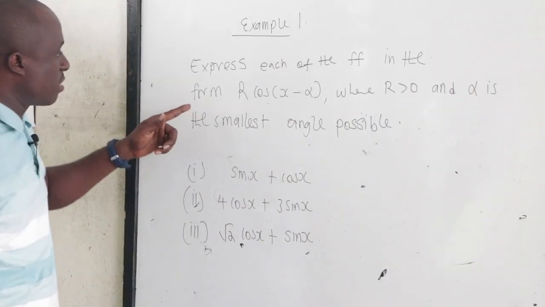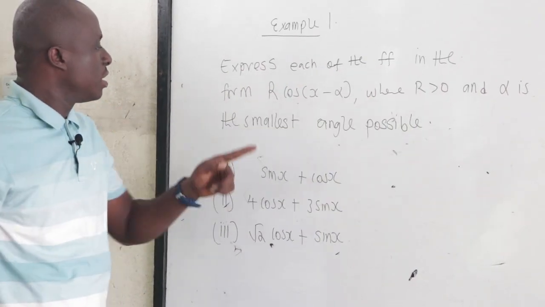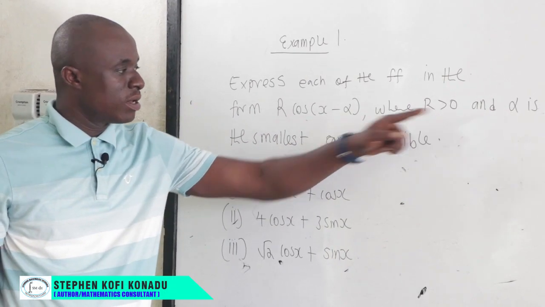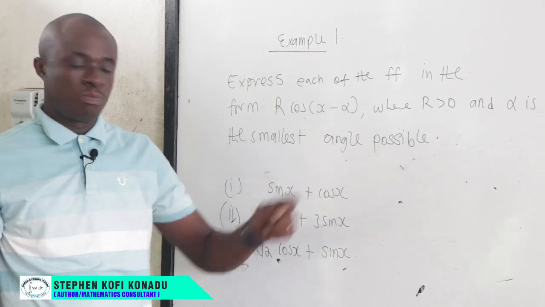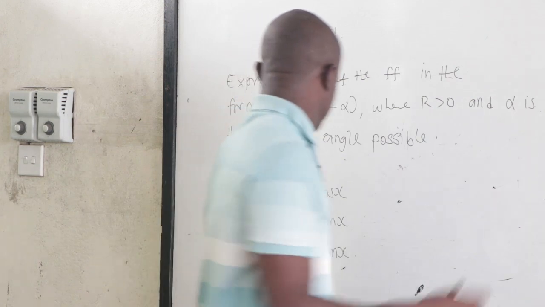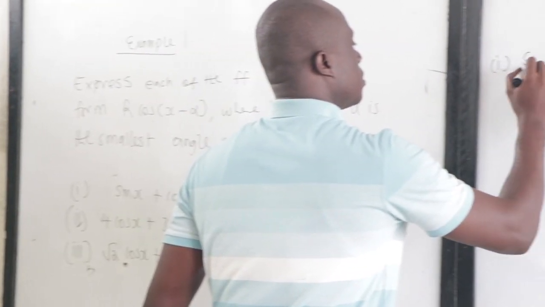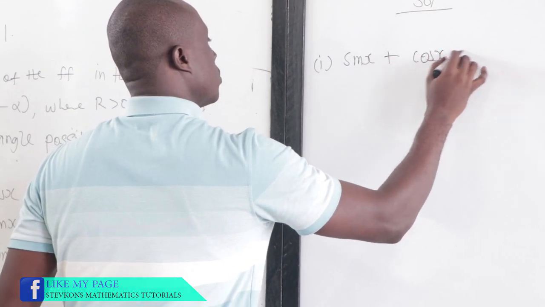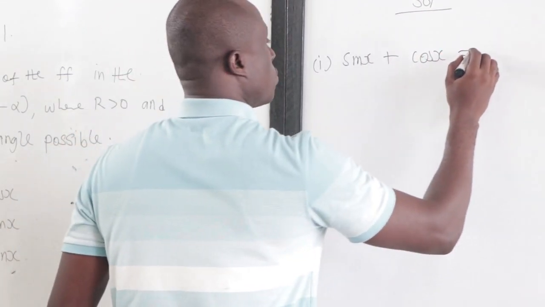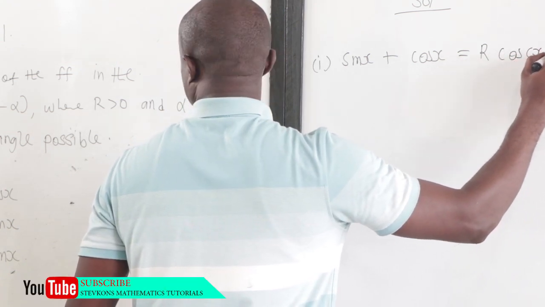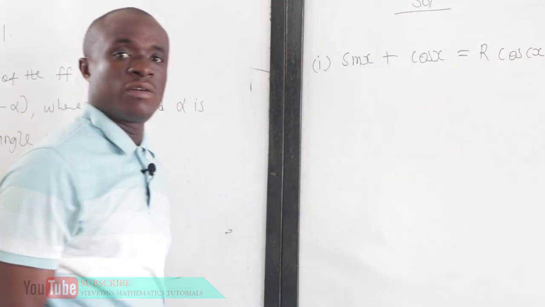Now let's see the first example. Express each of the following in the form r cos(x minus alpha), where r is greater than 0 and alpha is the smallest angle possible. Now the first one, you have sine x plus cos x, and we are supposed to express it in the form r cos(x minus alpha).